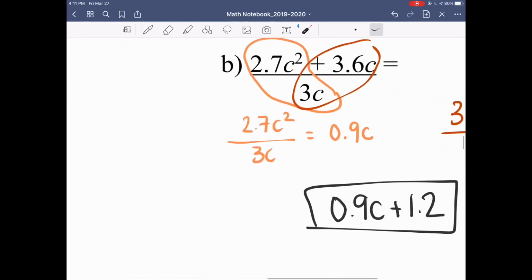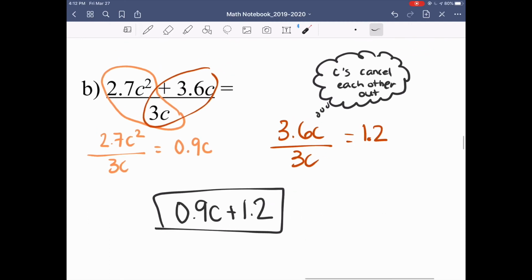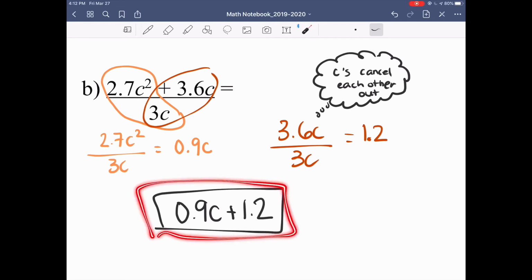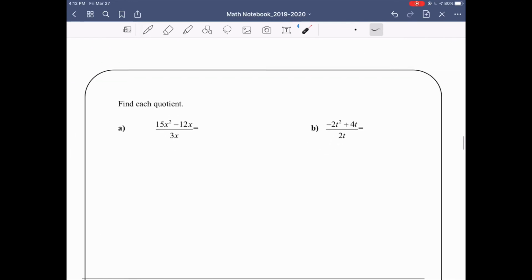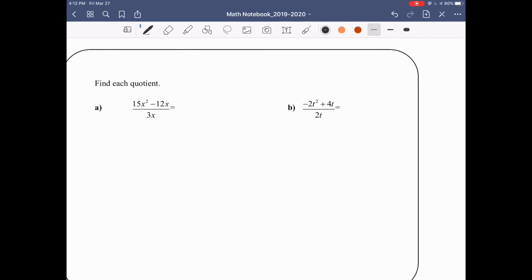And for the second one, same thing. First term divided by the monomial, second term divided by the monomial. So for the first one we got 0.9c. From the second one we got 1.2 because the c's cancel each other out. And then our final answer was 0.9c plus 1.2. So I'm going to get you guys to try one more time. Pause the video and see if you can do A and B on your own.